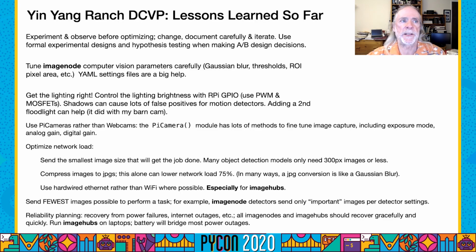So I've learned some lessons so far. Experiment and observe before you optimize. Everybody talks about that. You need to do it. You can tune the Imagenode computer vision parameters, and you can spend a lot of time tuning them because if you tune them well, the results are much better. So I spend a lot of time tuning. I also spend a lot of time optimizing network load. You want to send the smallest image size that'll get the job done, remembering that most object detectors need 300 pixels or less in terms of image size. And you can compress images to JPEGs. That saved me a lot. I tend to do that all the time around here, and it looks like a Gaussian blur anyway.